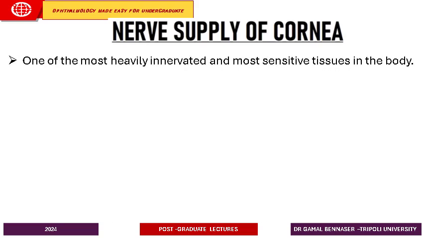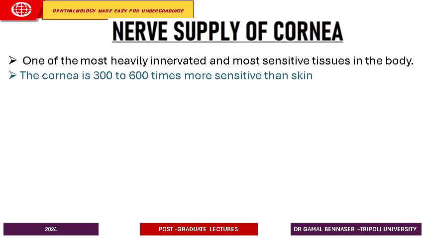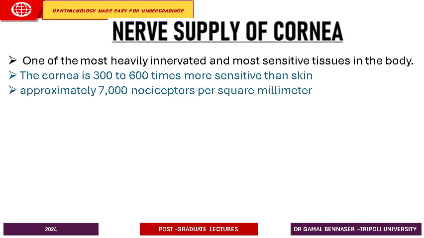Now, as you know, the cornea is one of the most heavily innervated structures in the body, and it is more sensitive than the skin by 300 to 600 times. There are more than 7,000 nociceptors per square millimeter of the cornea. So the cornea is heavily innervated by nerve endings that serve temperature as well as chemical and mechanical stimulation. This is a very important structure, and this plays an important role in the integrity of the surface epithelium.